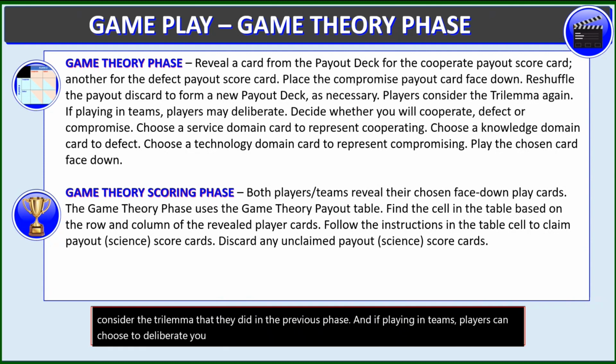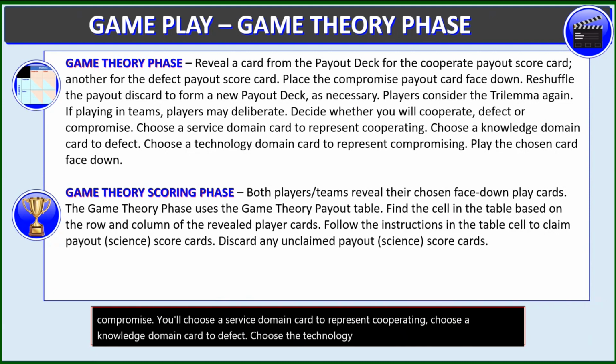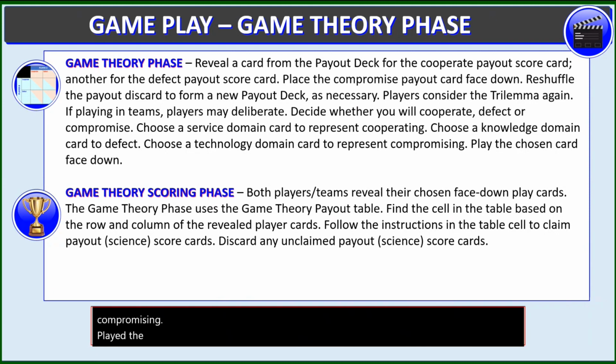You will then decide whether you want to cooperate, defect, or compromise. You'll choose a service domain card to represent cooperating, a knowledge domain card to defect, or a technology domain card to represent compromising, and play the chosen card face down.